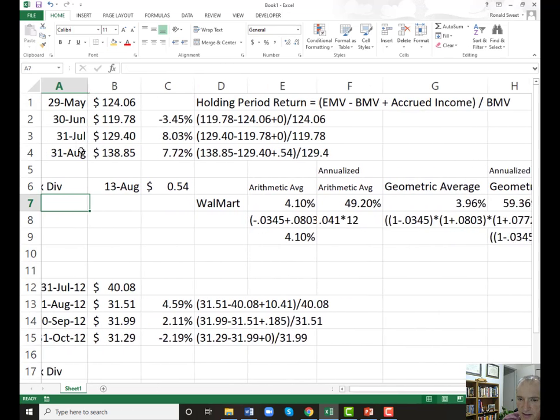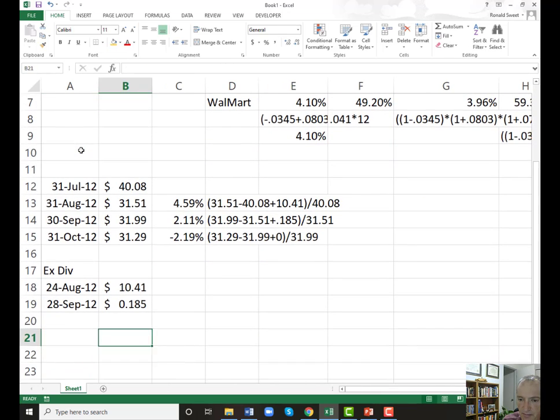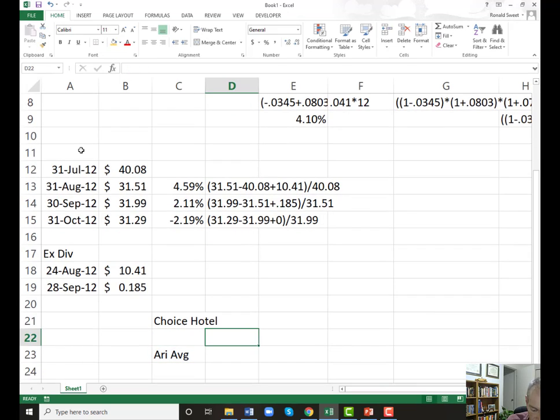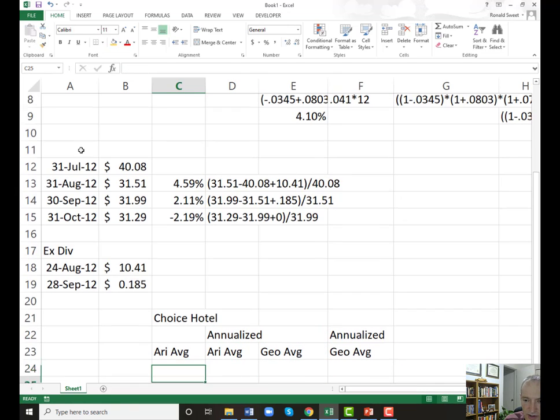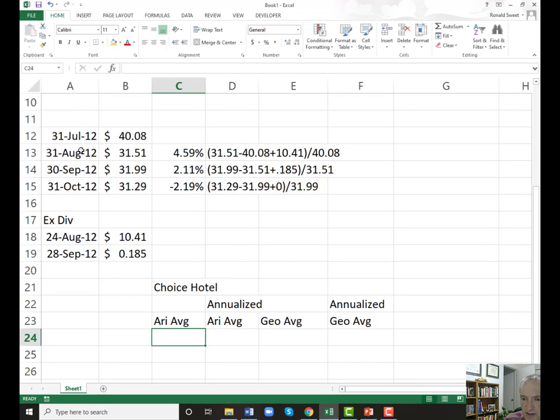All right, let's practice this again. Let's come down to Choice Hotel, and let's do the arithmetic average and the annualized arithmetic average. Let's do the geometric average and the annualized geometric average. Let's do them all. You practice it yourself. You might pause the video and see if you can do it yourself. I'll do it typed out so you can see it.